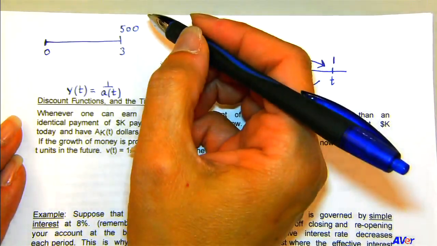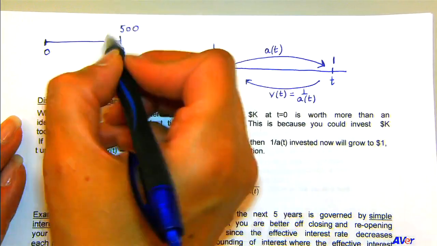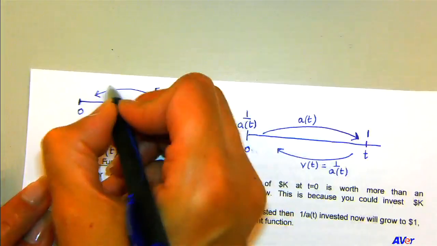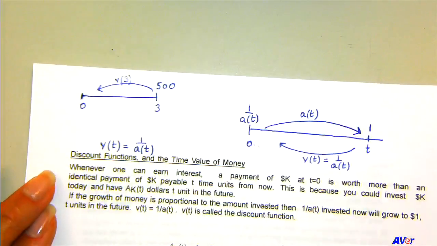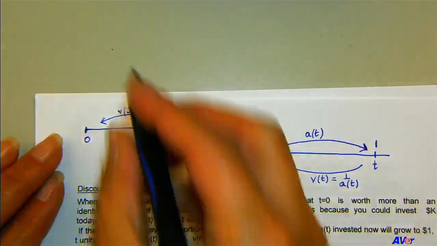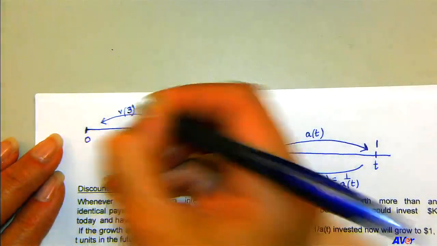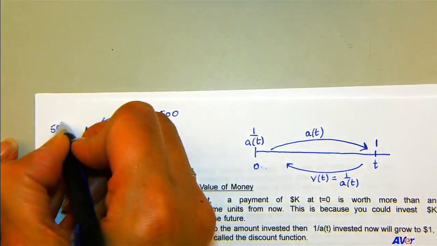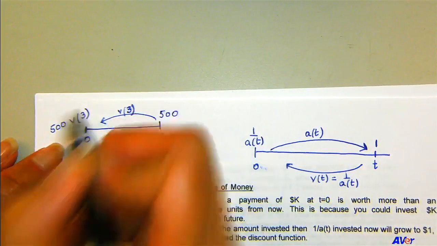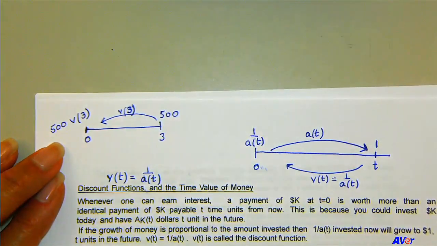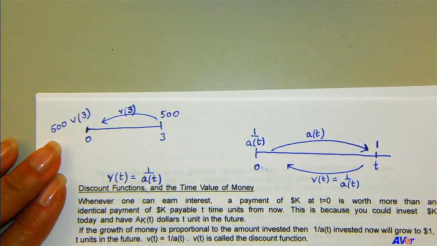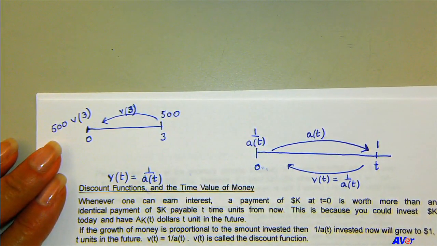Answer, multiply by v of 3. So if I'm going back, I multiply by v of 3. This will give me the present value, meaning the value right now, 500 v of 3. And this v of 3 is going to be different whether you're talking about simple interest or compound interest or simple discount or compound discount. It'll change. So it's a different function depending on what kind of interest or discount you're discussing.